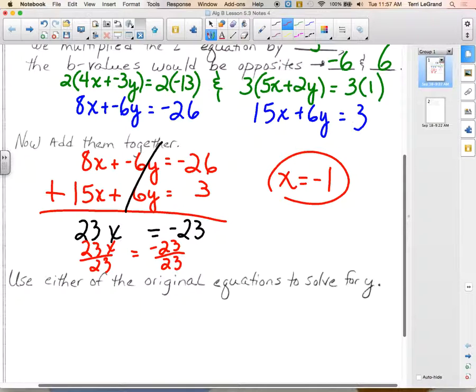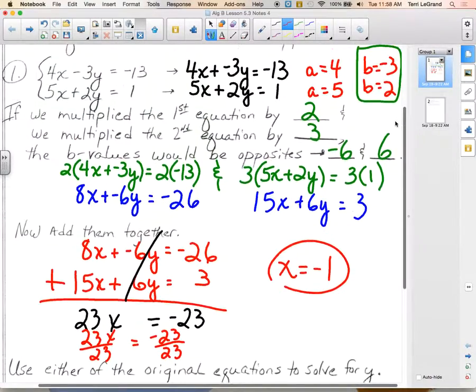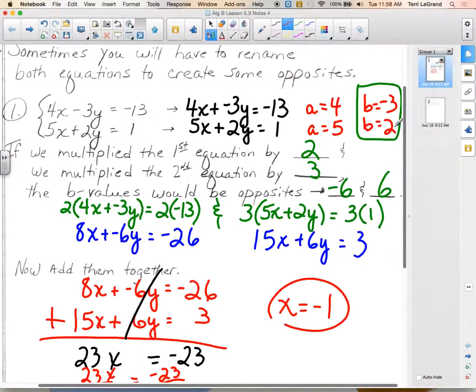Okay. Now I say use either of the original equations to solve for y. Why do you suppose I suggest that you go back and use one of the original equations? Brendan? Because you usually have bigger numbers in the newer problems. Yeah, when you rename these equations, you just created bigger numbers to multiply by. So let's go back to the beginning when the A's and the B's weren't quite as big as they are. So which equation should we go back and use? Which one do you like better? The second one? You want to go with the second one?